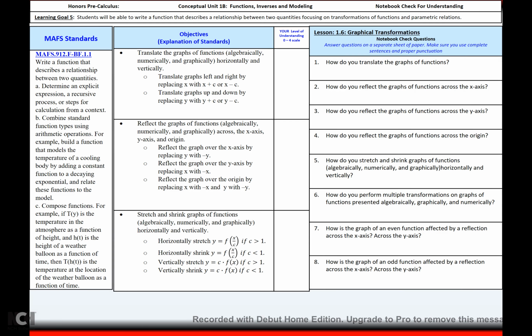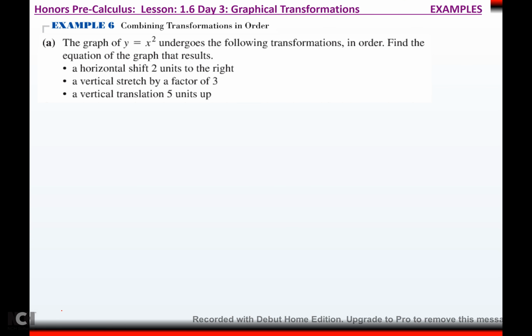We're going to finish up talking about graphical transformations today. When you are combining transformations in a specific order, it says the graph of y equals x squared undergoes the following transformations in order. Find the equation of the graph that results.